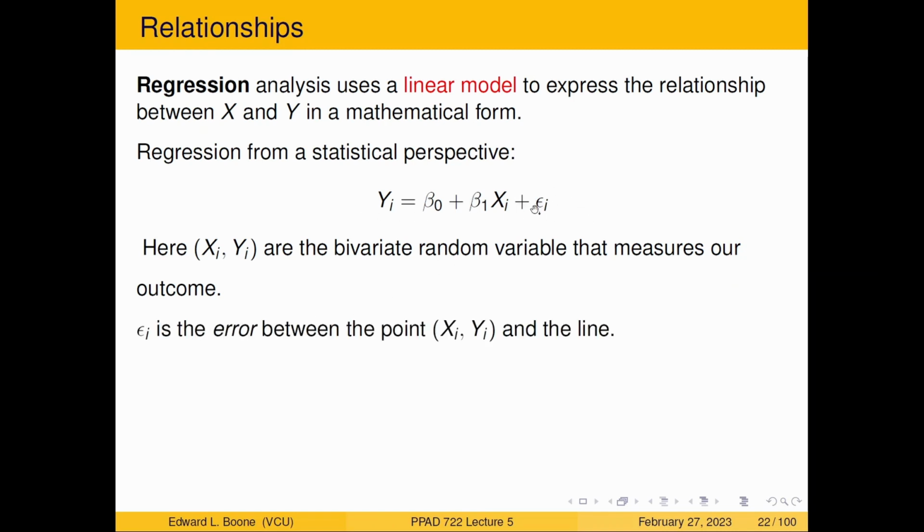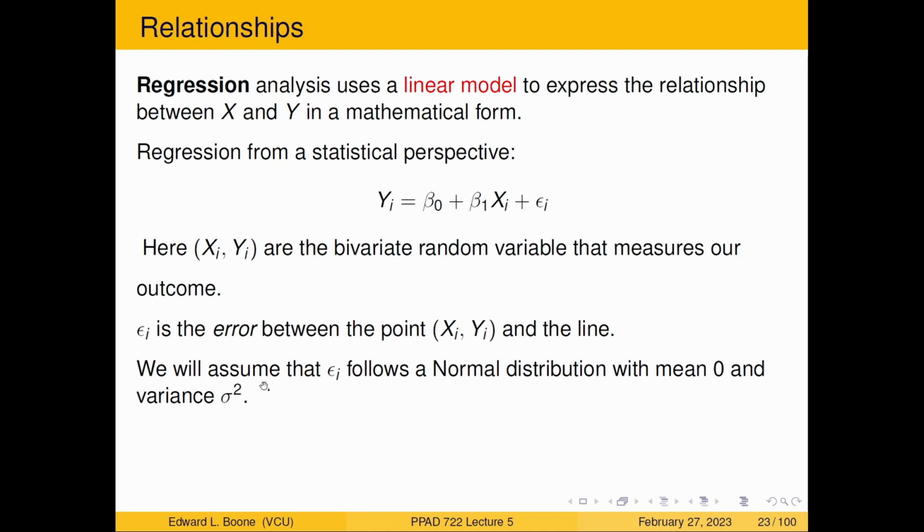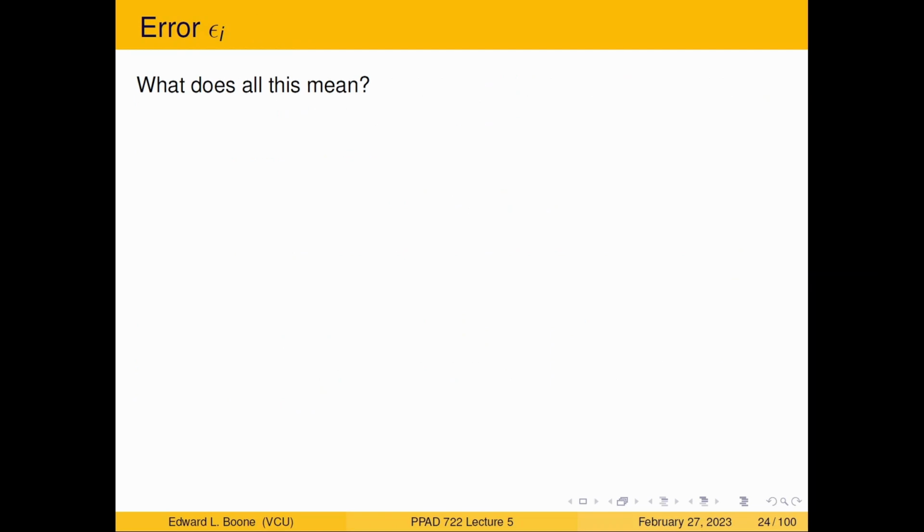Here, this epsilon i on the end is the error between the point x_i and y_i. This is the point, and the line that we're going to fit to it. We're going to be fitting a line to it, and we'll assume that epsilon i follows a normal distribution with mean 0 and variance sigma squared. We're not going to really focus on that right now because that just gets in the way of what we're trying to understand here.